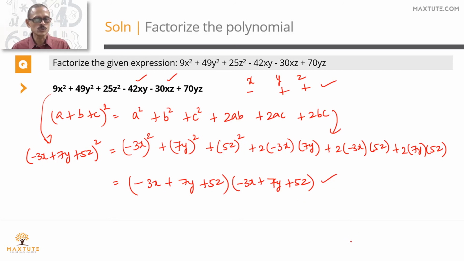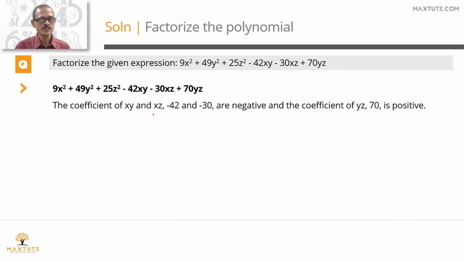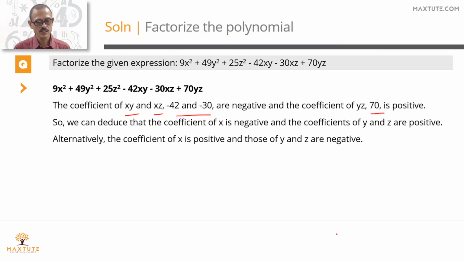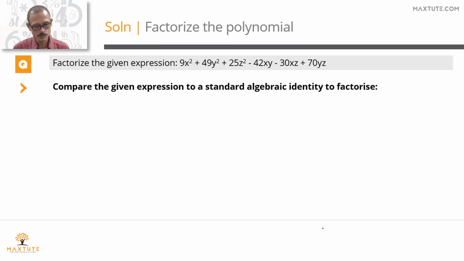Let's quickly run through this, recap the entire thing in a printed form. Started with this polynomial, looked at the coefficients. Coefficients of xy and xz are negative. The coefficient of yz is positive. So what are all the possibilities? X has a negative coefficient and y and z have positive coefficients. Or alternatively, x has positive and y and z have negative coefficients. We went with this. We took x to be negative and the coefficients of y and z to be positive.